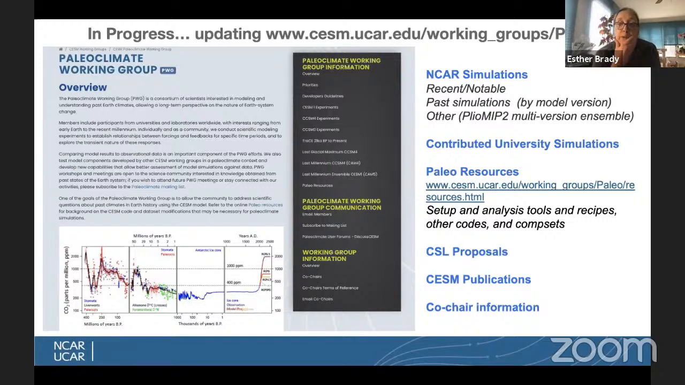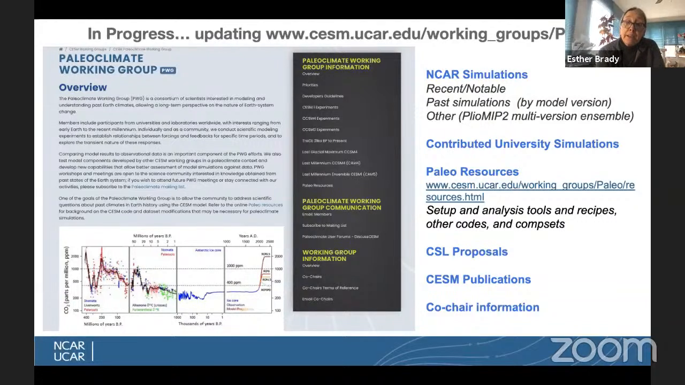Below that, we have always had a link to some paleo resources, but we're going to try and get it front and center so that people can find out where to go to find information on setup and analysis tools, model codes, other codes, comp sets, and recipes for setting up different paleoclimate simulations. Right now, most of what we have on this webpage is related to CESM 1.2, and we'd like to get it updated to CESM 2.